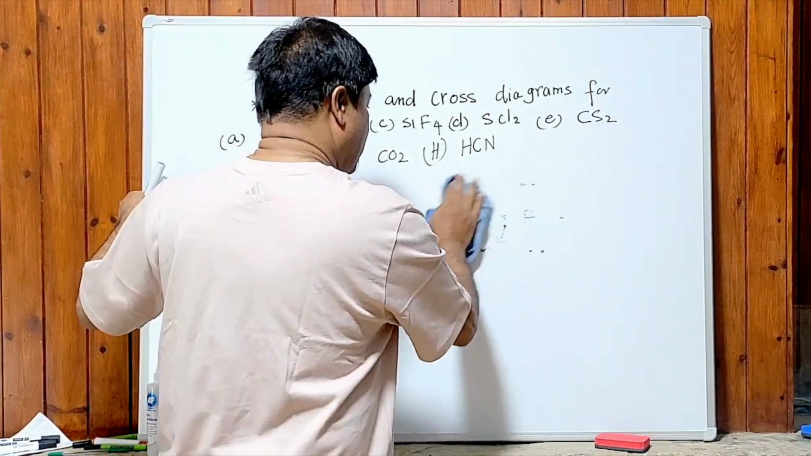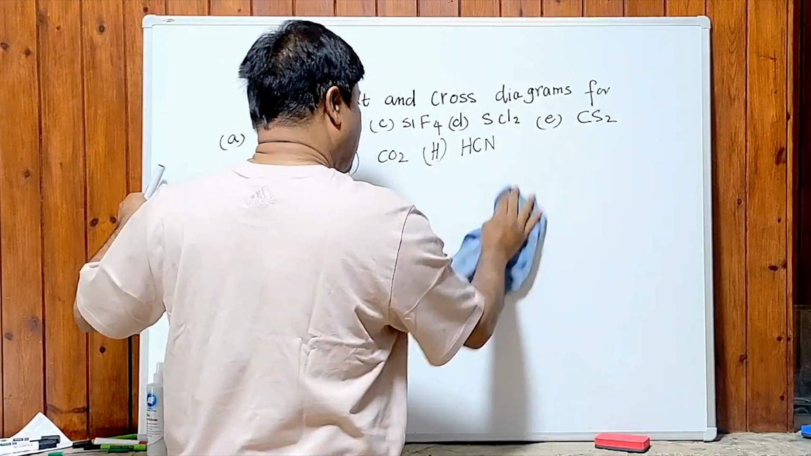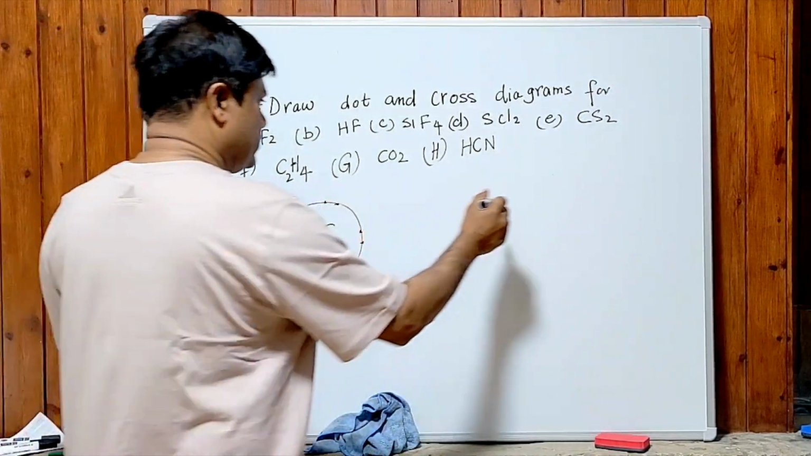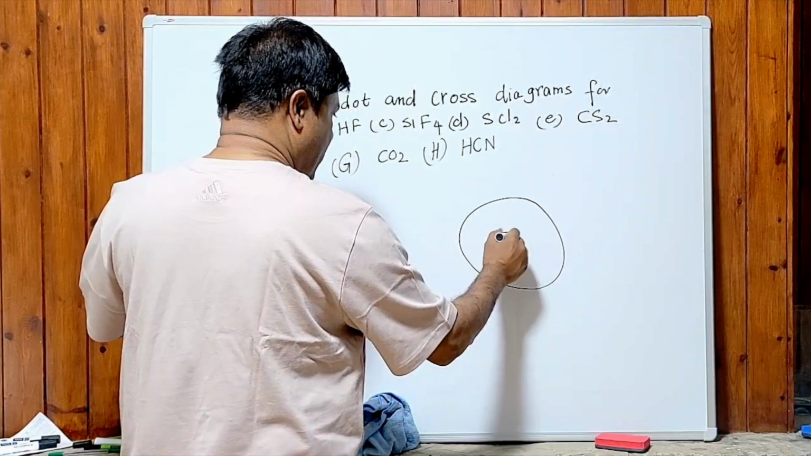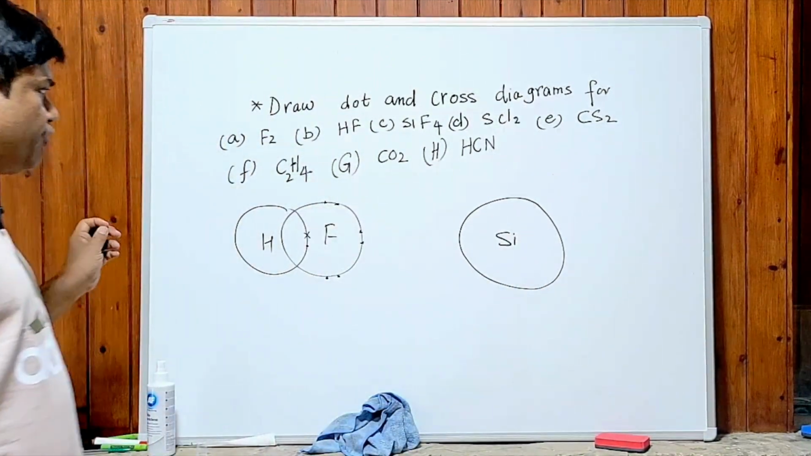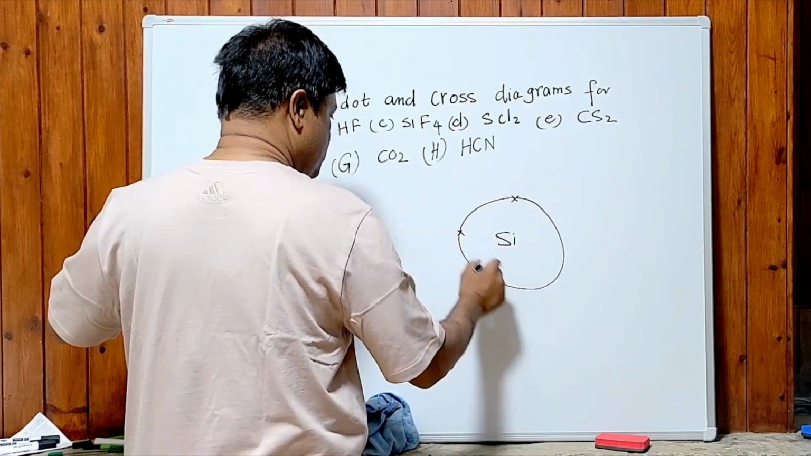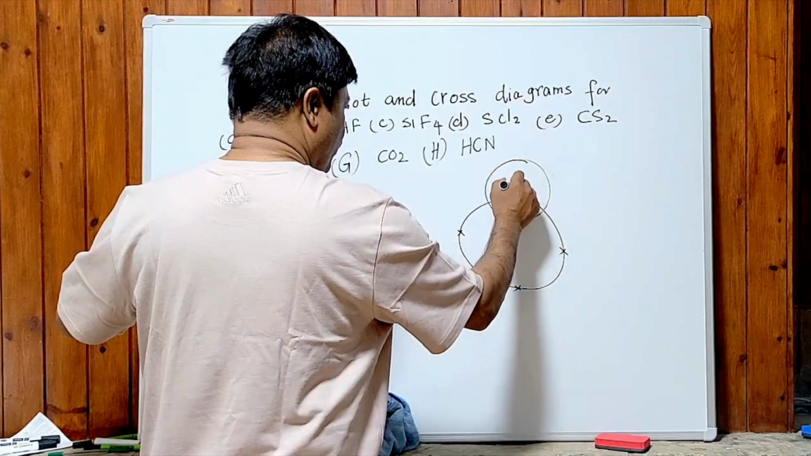Silicon is from group 4. So how many electrons does it have in the outermost shell? It has 4 electrons in the outermost shell. Look at that. Si from group 4 has 4 electrons in the outermost shell: 1, 2, 3, 4, and all are shared with 4 fluorine.